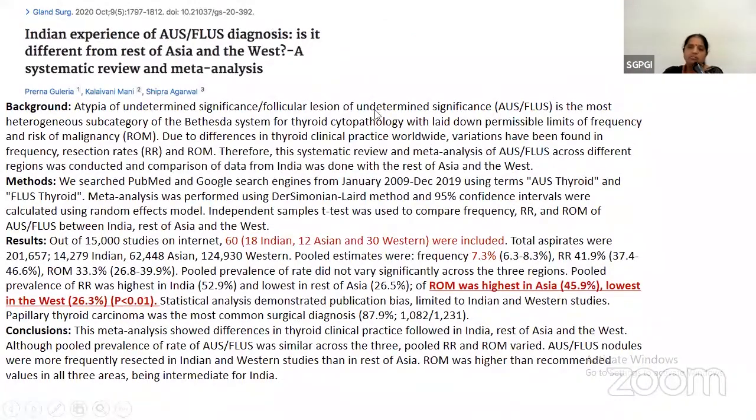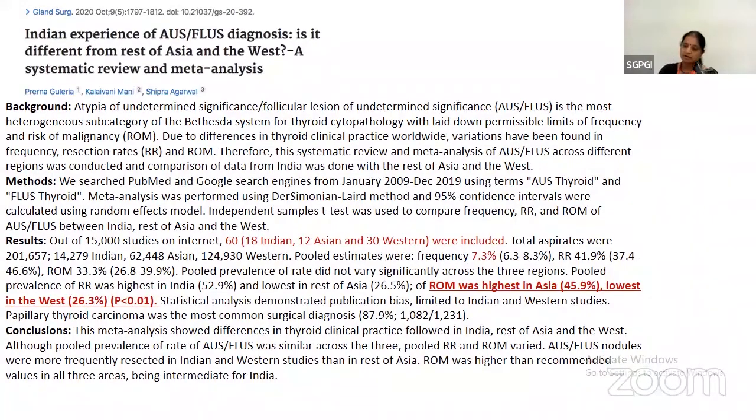And I draw your attention to this very nice meta-analysis by Shipra. The Indian experience of AUS is different from the rest of Asia and the West, a systematic review and meta-analysis. And this is a very nice analysis, and it has compared 18 Indian studies, 12 Asian, and 30 Western. Now, we are deluged by data from the West, actually, so that most of us stop seeing Indian data and even data from the rest of the world, like Japan and Australia, etc. They also have their own figures.